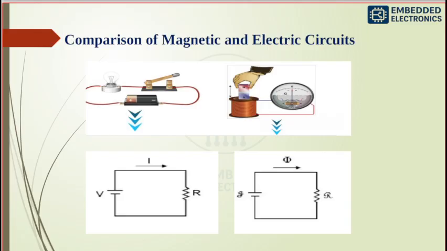And next is the comparison of magnetic and electric circuit. Here you can see this is the electric circuit and this is the magnetic circuit. Here we have current I, but here we have magnetic flux phi. This is voltage and this is the induced voltage or EMF. And this is the resistance, and here we have reluctance.